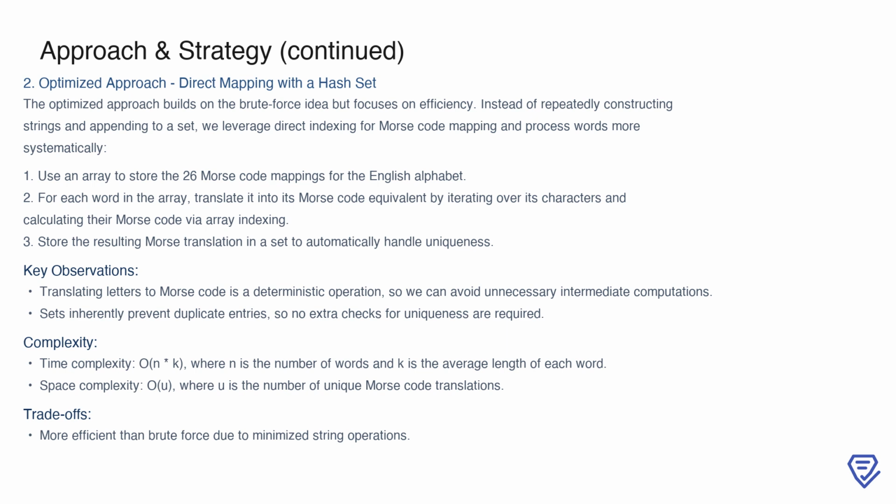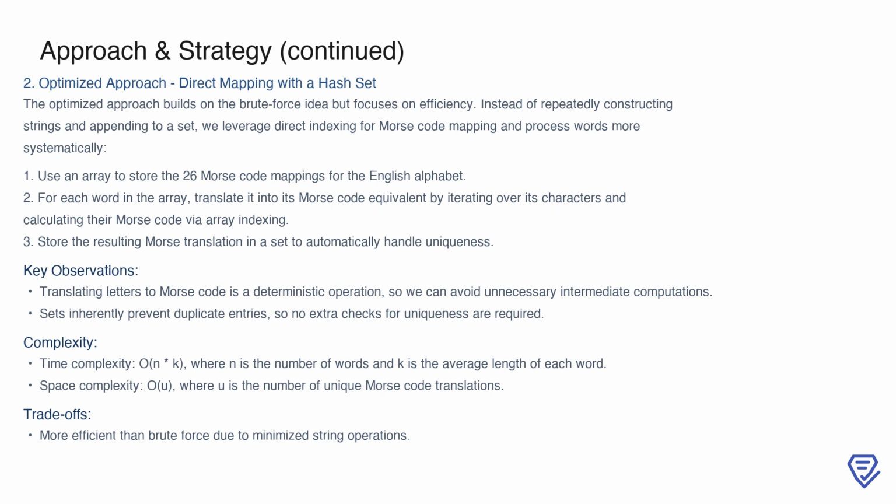First, we store the Morse code for all 26 letters of the English alphabet in an array. This allows us to translate each letter of a word into its Morse code through direct indexing, which is faster and avoids repetitive operations. For each word, we iterate through its characters, convert them to Morse using the mapping array, and then store the resulting translation in a set. The set ensures that only unique translations are kept, eliminating the need for additional checks for duplicates.